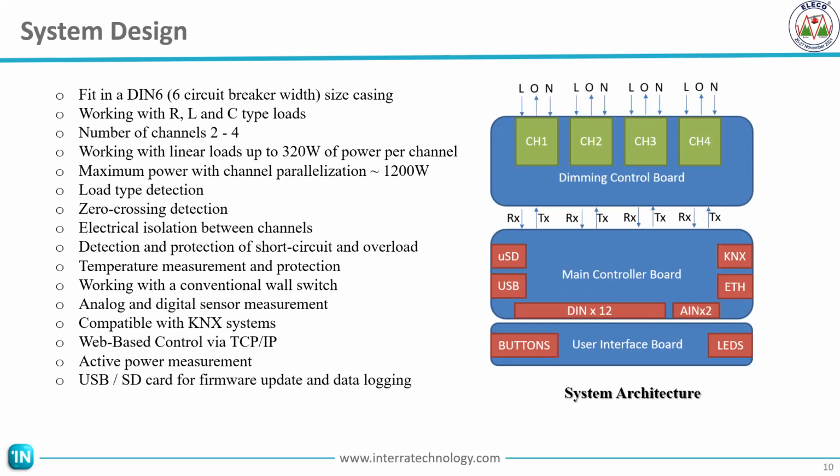At the lowest level, we have the dimming control board to drive the loads. These boards have isolation between the main controller board and the AC line, and between the channels. On top of the dimming control board, we have the main controller board, which is controlling the whole system. Communication interfaces and analog digital inputs are located on this board too. At the top, there's a user interface board so that the installer can test the installation with these buttons and feedback LEDs.